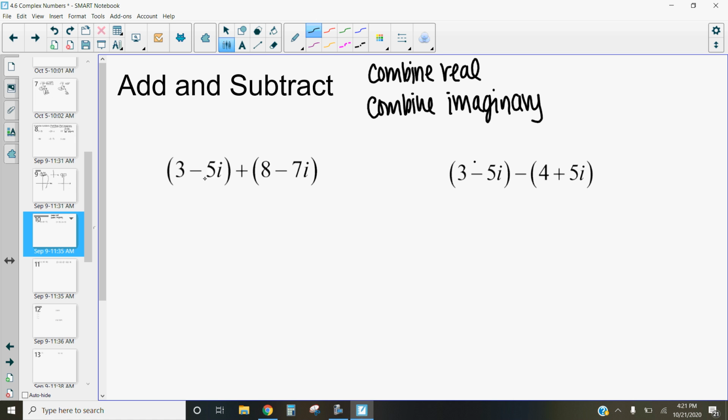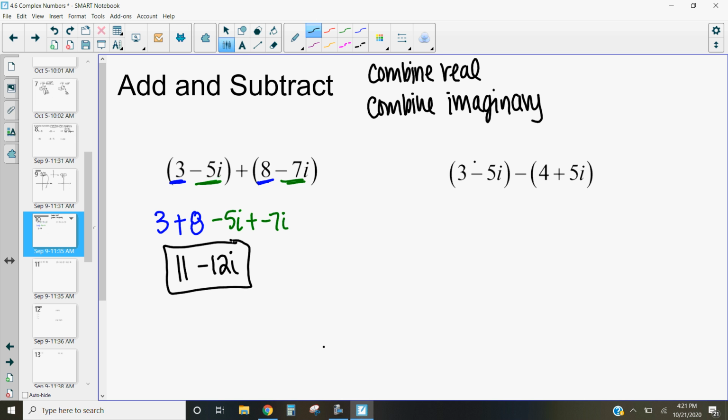I've got 3 minus 5i plus 8 minus 7i. So what we're going to do here to add and subtract is combine my real portions, so 3 plus 8. And then I'm going to combine my imaginary portions, negative 5i plus negative 7i. And then we combine those together. 3 plus 8 is 11. Negative 5i plus negative 7i is negative 12i. And this is our complex number of what that adds to.